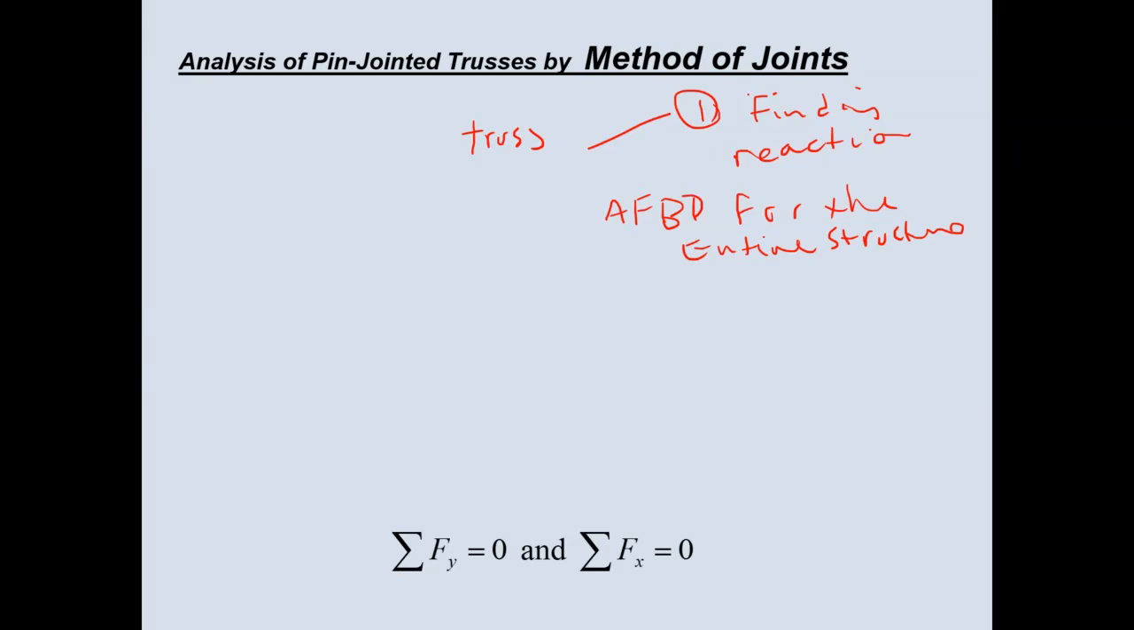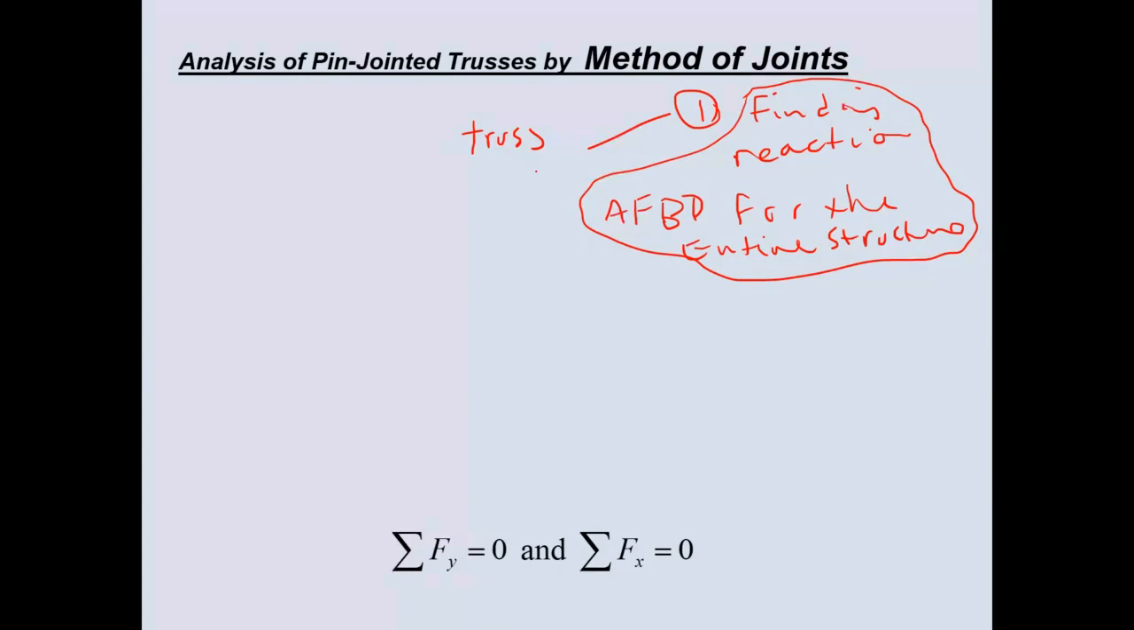So this is the method, the first method, and you don't need any extra information. From last week, you should be able to make a free body diagram for a truss, find the reaction. And then we did that for a couple of examples, didn't we? That is the first method.